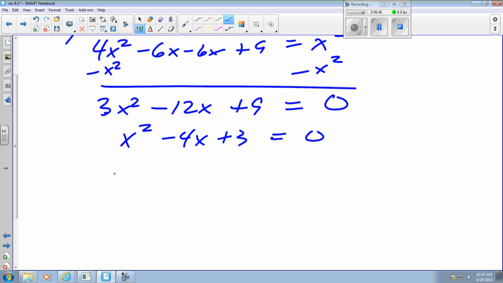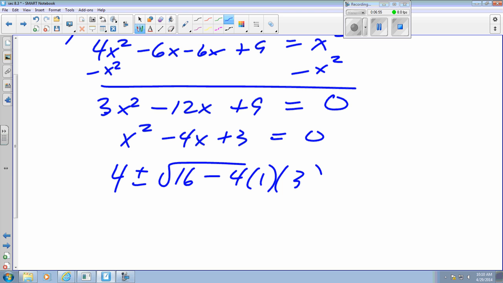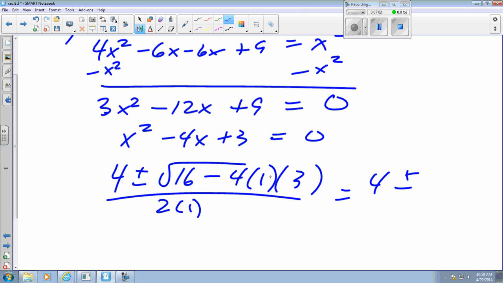So I get x equals negative negative 4 plus or minus the square root. Negative 4 squared is 16 minus 4 times 1 times 3 all over 2 times 1. Simplifying that, I get 4 plus or minus the square root of 12. 16 minus 12 is 4. Square root of 4 is 2. So 4 plus 2 is 6, 6 divided by 2 is 3. 4 minus 2 is 2, 2 divided by 2 is 1.